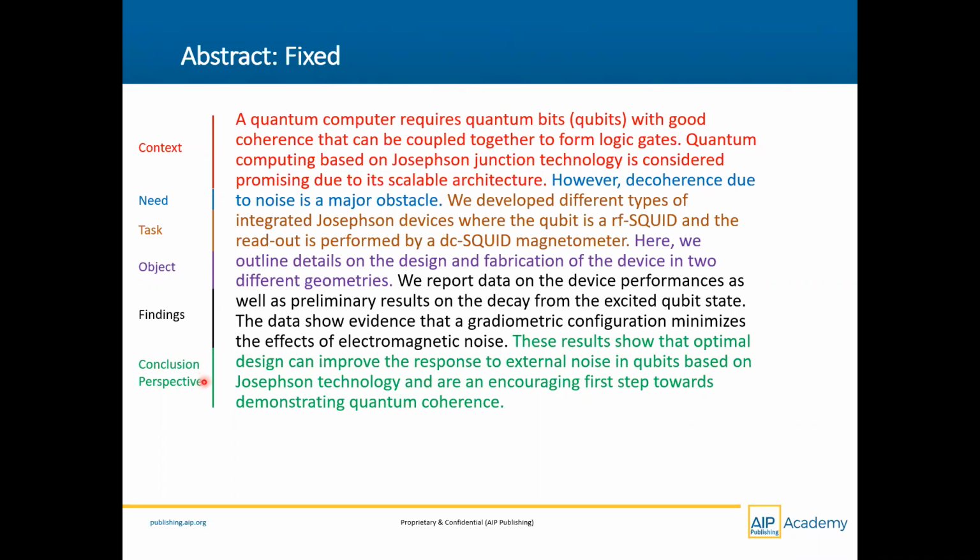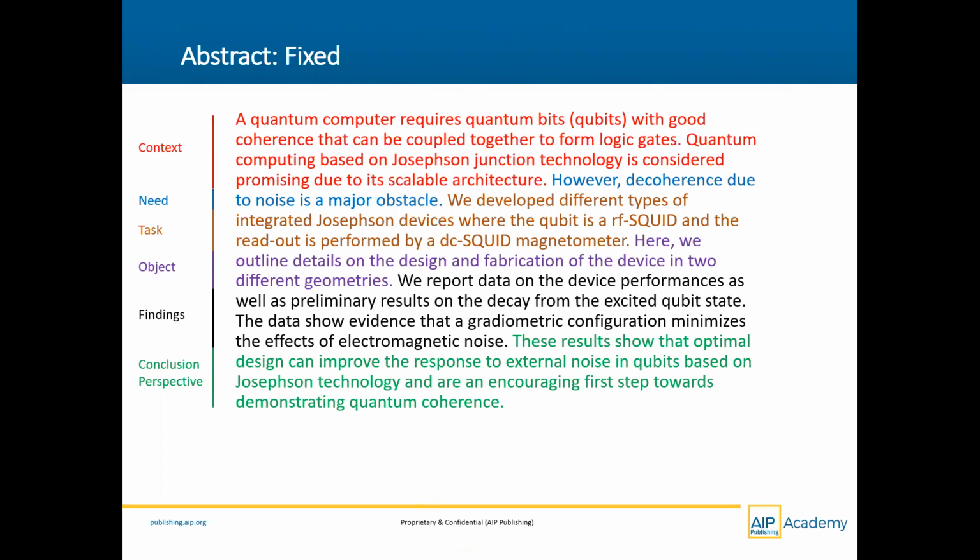It can also improve the conclusion and perspective to say these results show that optimal design can improve the response to external noise, and qubits based on Josephson technology are an encouraging first step towards demonstrating quantum coherence. This abstract is much more informative to both reader and author, as well as specialists and non-specialists in the field.